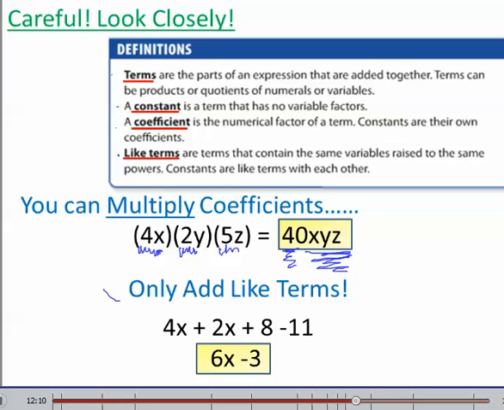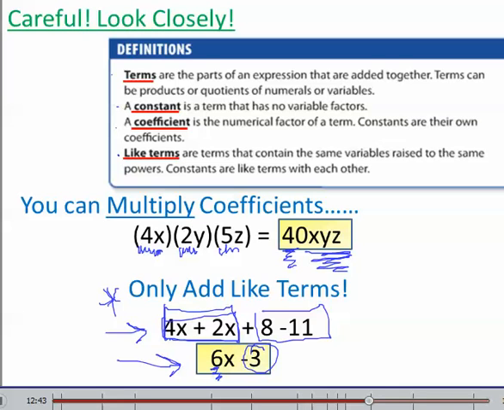You can only add when there are like terms. So we can only put together x's with x's to get 6x, numbers with numbers to get negative. So terms. This has 4 terms. I combined the terms until I got 2. Constant, the number at the end is the constant. These are really important definitions. Coefficient, the numbers in front of the variables are our coefficients. And like terms, the ones that match. 4x is a like term with 2x, and 8 and 11 are like terms because they're both numbers.